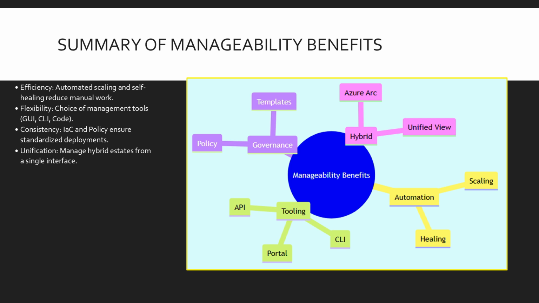Our final mind map recaps the core benefits. Automation covers scaling and healing. Tooling highlights the flexibility of access. Governance emphasizes the control provided by policy and templates. Hybrid illustrates the reach of tools like Azure Arc. This provides a complete picture of why manageability is a key driver for cloud adoption.